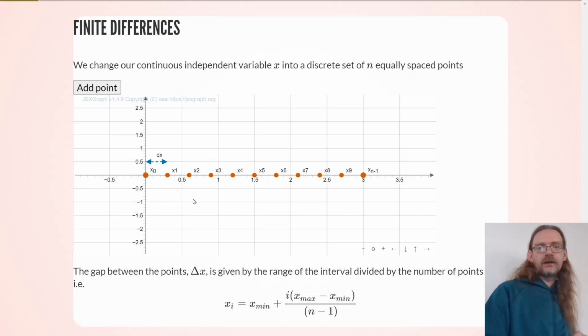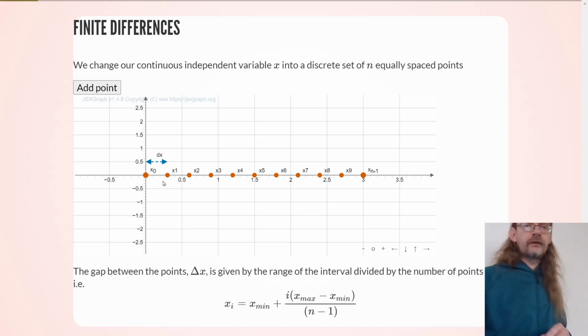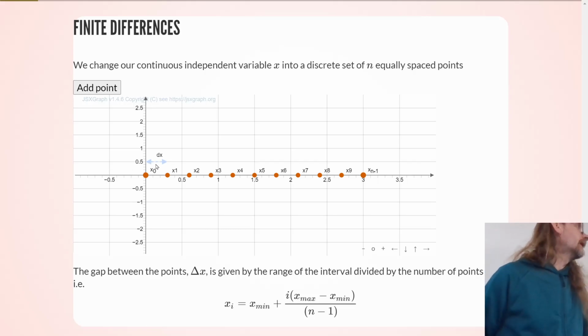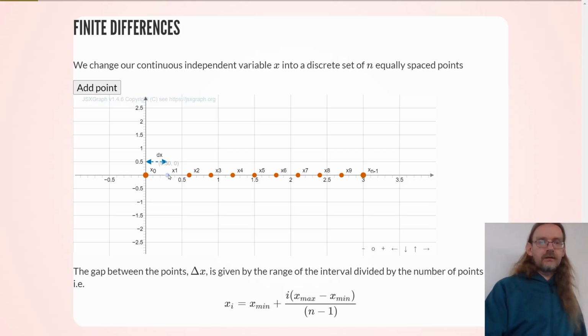So instead of having a continuous x going between 0 and 3 in this case, we're going to have a set of x points. So x0, x1, x2 up to xn minus 1. So we've got n points. They're going to be separated by a distance dx, and we're always going to work with data on those points.